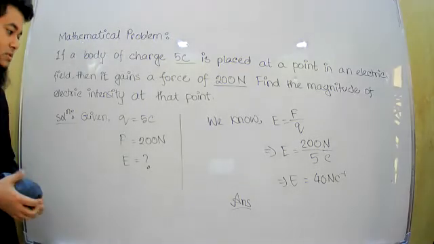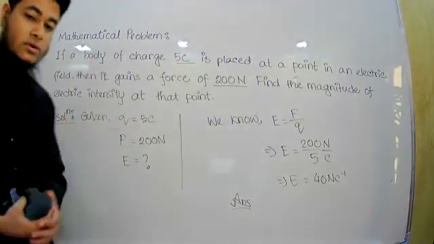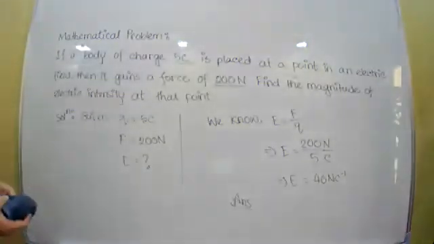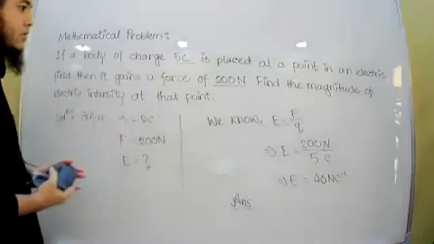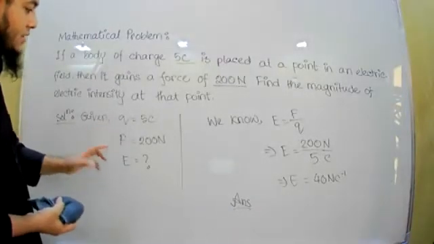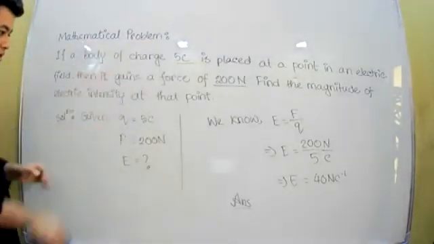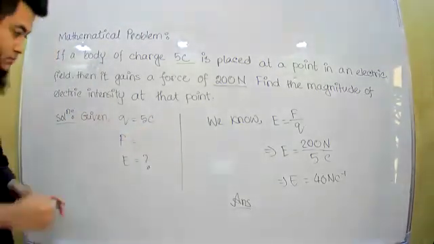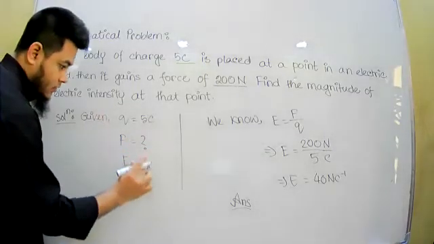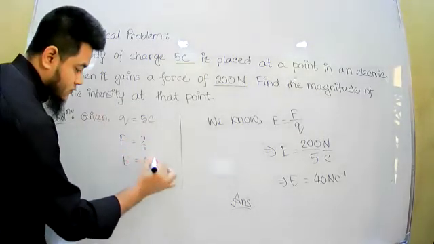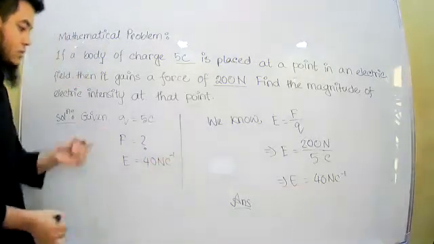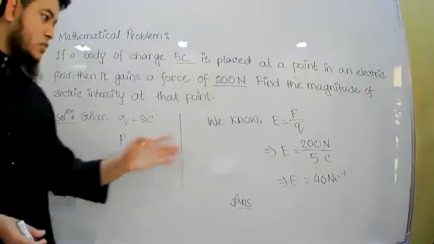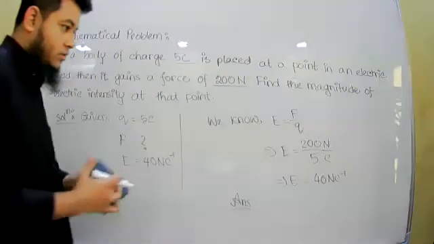Now, sometimes it might happen that the force is not given, but the electric intensity is given. Like, I can change the question like this. The force is not given, okay? Let us say the electric intensity is given. Let us just ignore this part. Let us say in the given part, the force is unknown, but the intensity is known. So this situation might also come in the exam. So how can you solve?